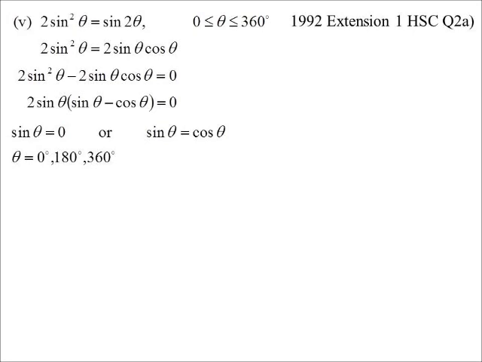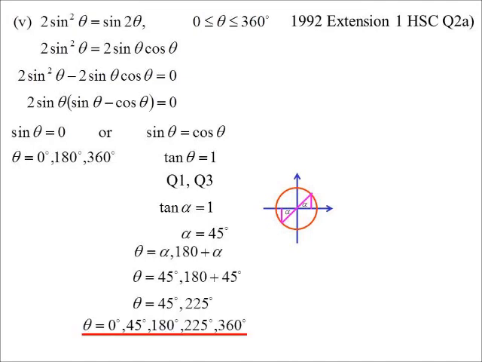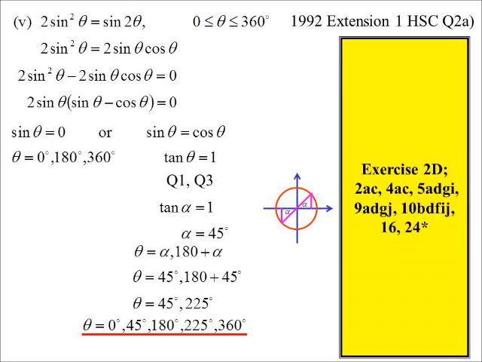Sine theta equals cos theta. I'll make that tan theta equals 1. So quadrants 1 and 3, exact value is 45. 45, 225. And pulling all the answers together. Alright. So basically same sort of ideas we've seen before with trig.